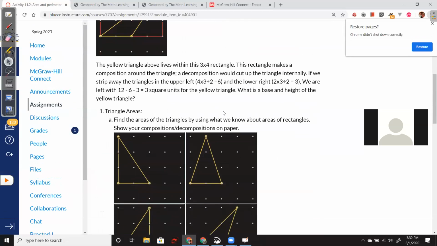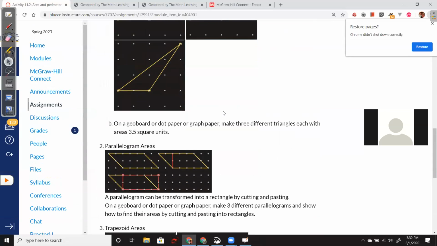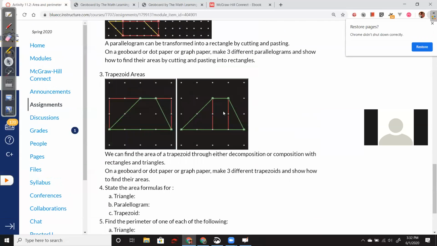As opposed to, do I have any decomposition pictures here? Yeah, over here on this trapezoid. So this is a decomposed trapezoid because I'm cutting it up internally. This is a composition of a rectangle around the trapezoid since I'm drawing outside of it. So composition versus decomposition is the way I'm using these terms.